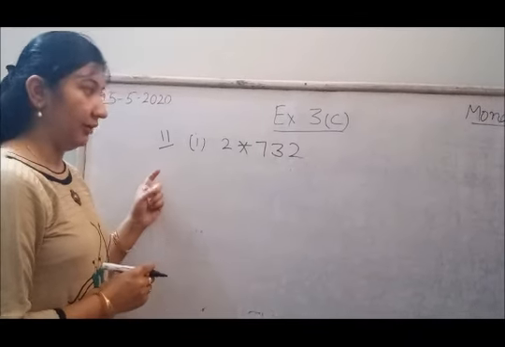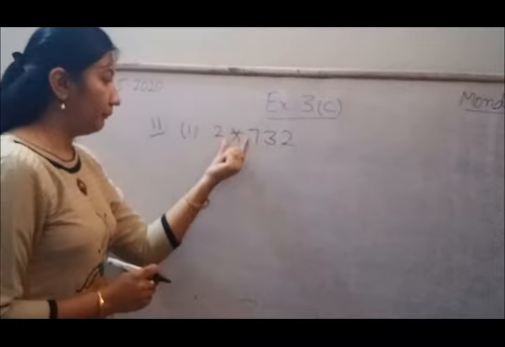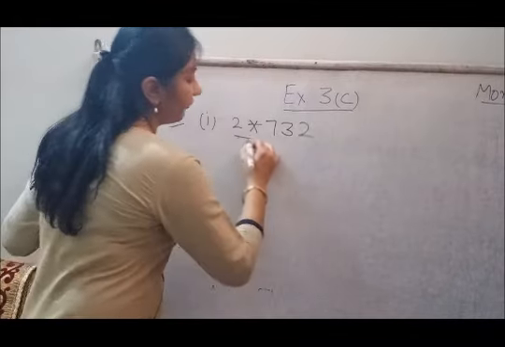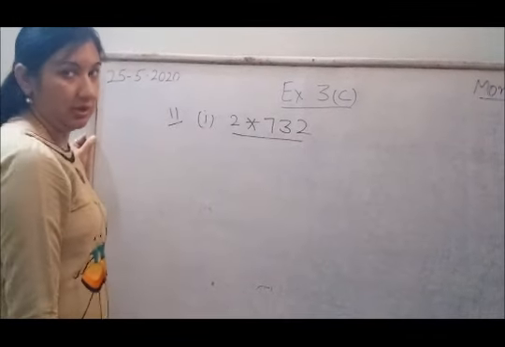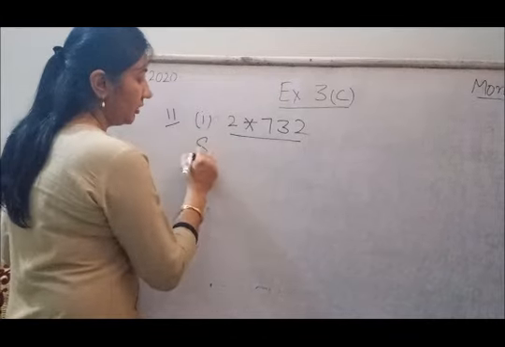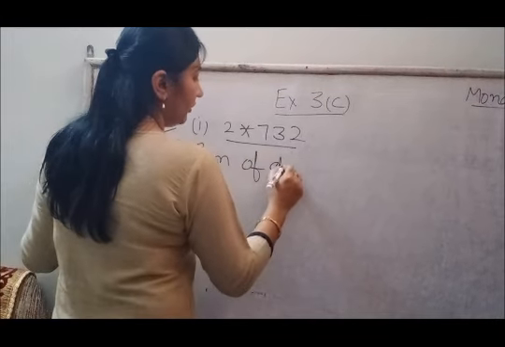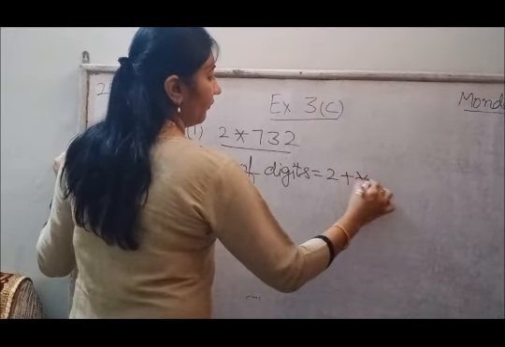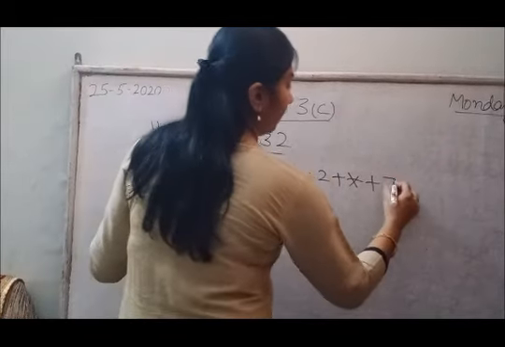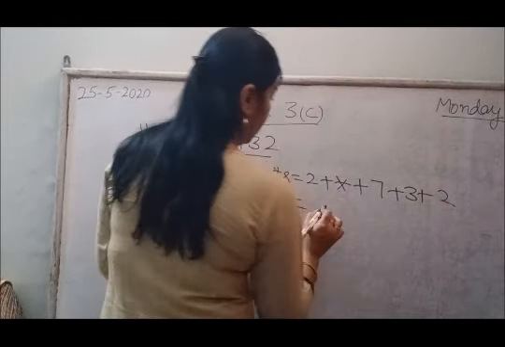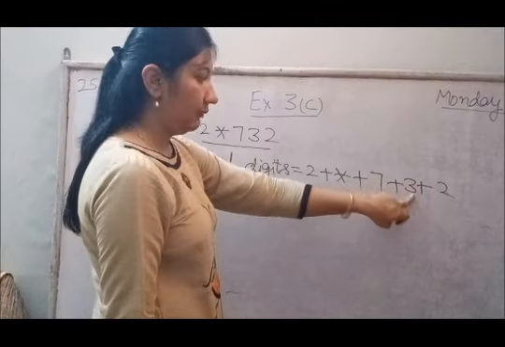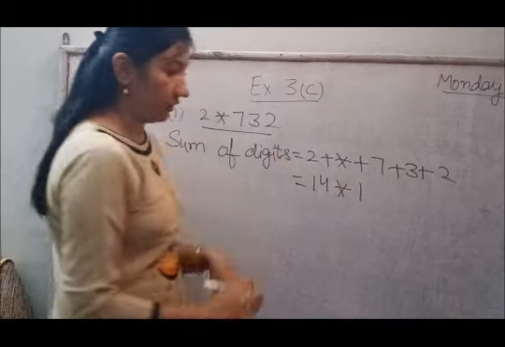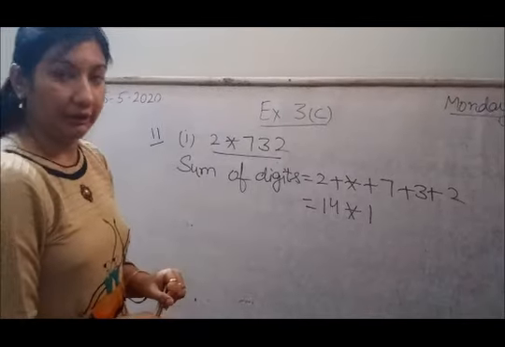Now question number 11. You have to find this star value, smallest as well as greatest, so that this number is divisible by 3. Now what is the rule of divisibility by 3? You have to take the sum of digits. Let's do 2 plus star as it is, 7 plus 3 plus 2. What will we get? 2 plus 7 is 9, plus 3 is 12, plus 2 is 14. So 14 plus star.